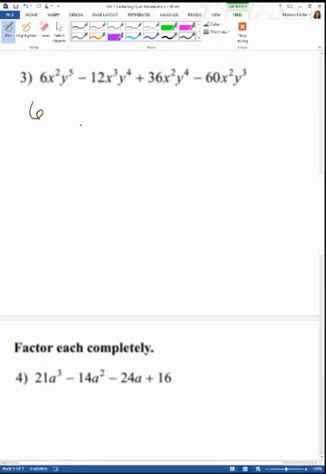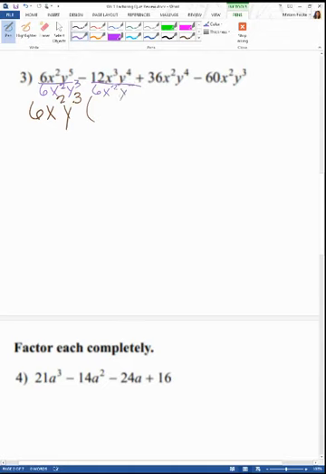Now I look at my x's. I have x's in every term, and the smallest exponent is 2. So I'm going to write x squared. And then for y, the smallest exponent is 3, so y to the third power. Now from this point, I am dividing each term by that greatest common factor.